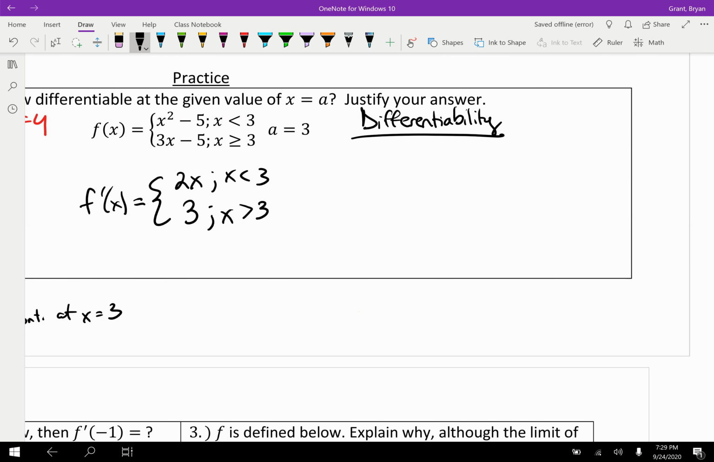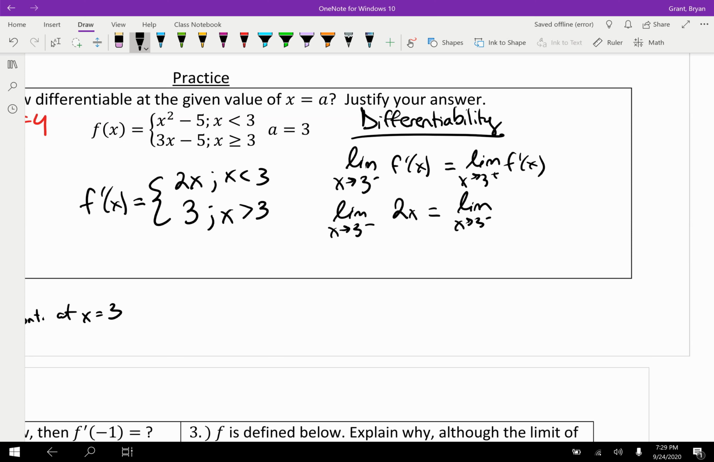Sure, crushed it. All right, well, we're going to do the same thing as before. We need to guarantee or verify that the limit as we approach 3 from the left side of f prime of x is equal to the limit as we approach 3 from the right side of f prime of x. Well, what function is in control from the left side for the derivatives of f prime? That's 2x. And the right side, that is 3. 2 times 3 gives us 6, and 3 just gives us 3. 6 equals 3. Well, that is clearly not true.